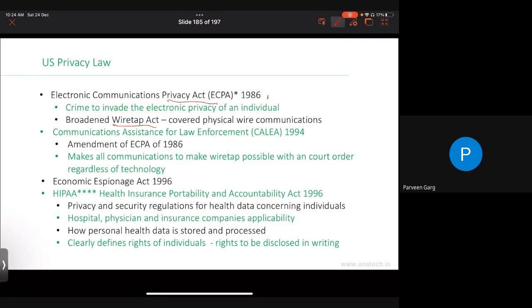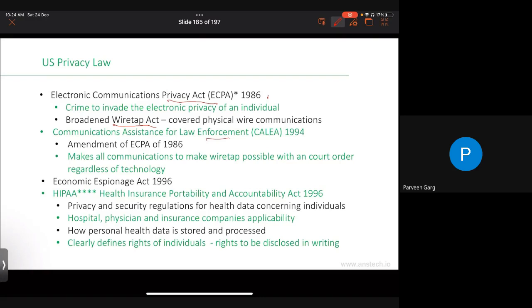That is what you have to remember. So you cannot electronically invade the privacy of an individual without proper consent or a warrant from the judiciary. That was ECPA 1986. Okay. Then came the Communications Assistance for Law Enforcement Act, CALEA 1991, which was again an amendment to ECPA.